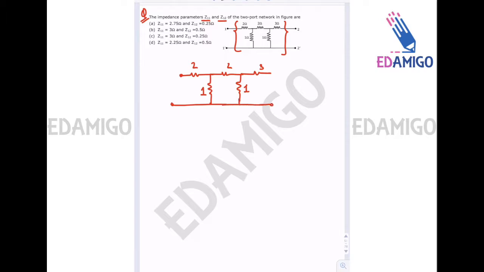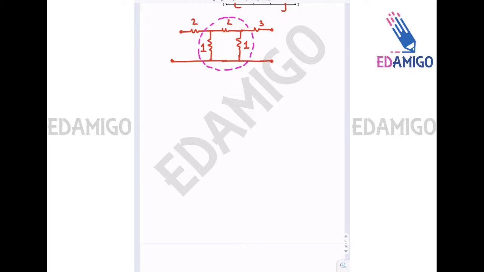Now the best possible solution to the question is to convert this pi network into a T network. So we will convert this into a T network. Let us say that there are 3 resistances. This is resistance number 1, this is resistance number 2, and this is resistance number 3. So it is R1, R2, and R3.